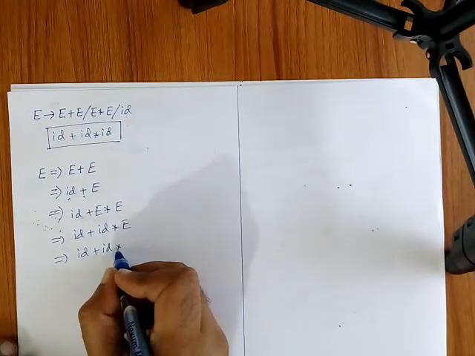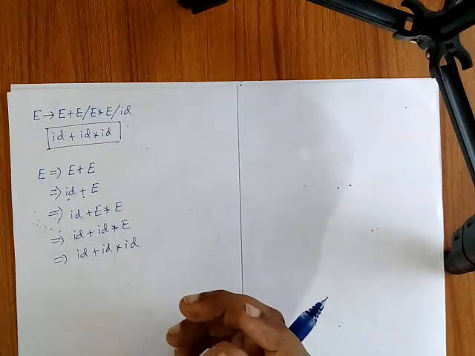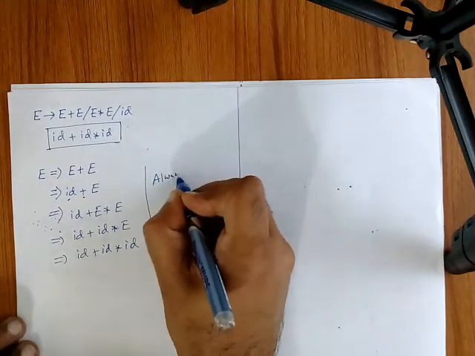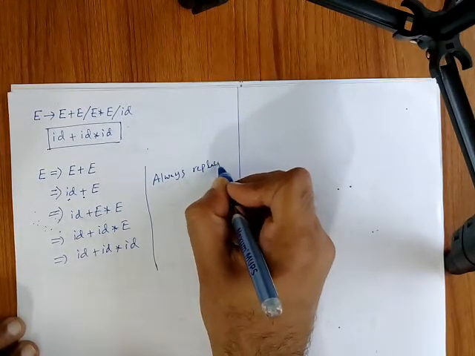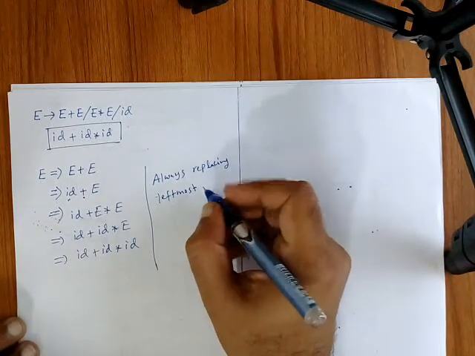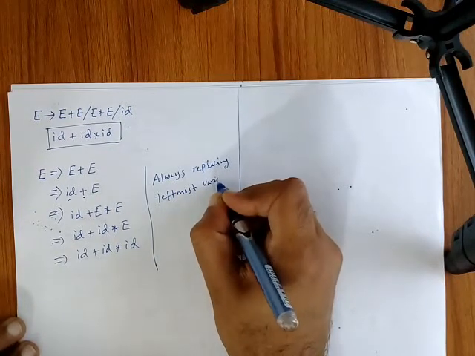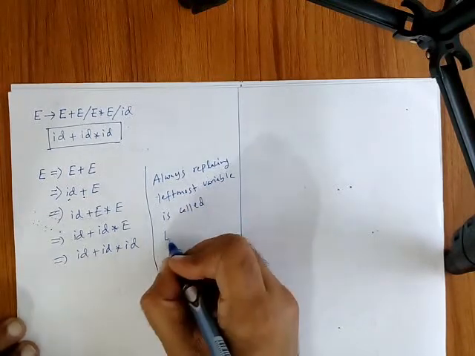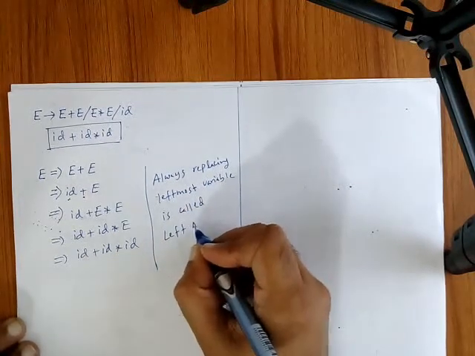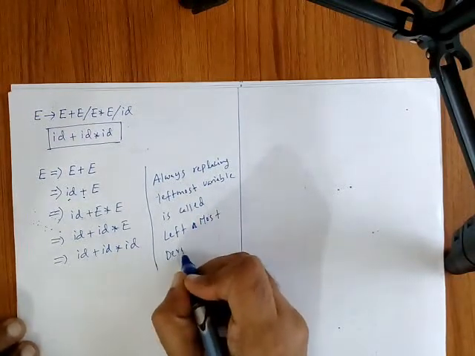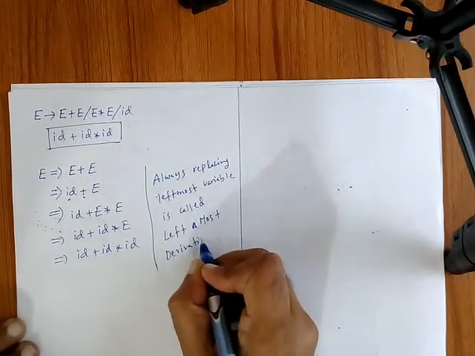Done? So this type of always replacing the leftmost variable is called leftmost derivation, or LMD.